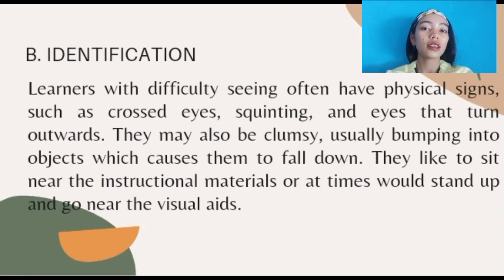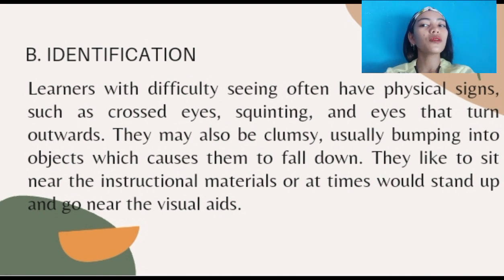Next is their identification. Learners with difficulty seeing often have physical signs such as crossed eyes, squinting, and eyes that turn outwards. They may also be clumsy, usually bumping into objects which causes them to fall down. They like to sit near the instructional materials or at times would stand up and go near the visual aids.